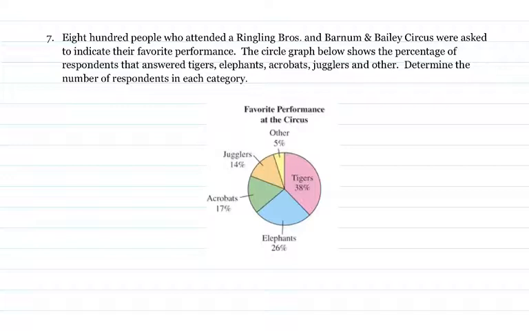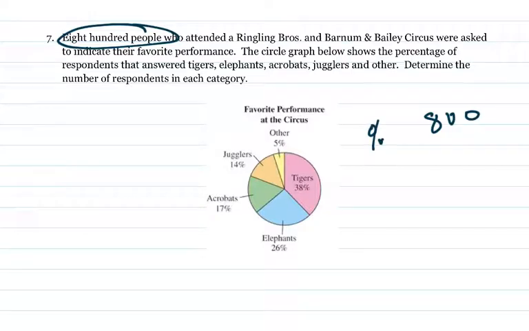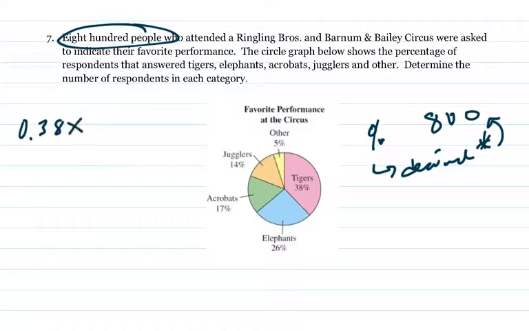So what we essentially do is we know how many total people there were, 800. To find out how many people responded in each category, we would take the percentage from that category, rewrite it as a decimal, and then multiply it by 800. So if I want to figure out how many people like tigers, I would take 38%, write it as a decimal, and multiply that times 800.